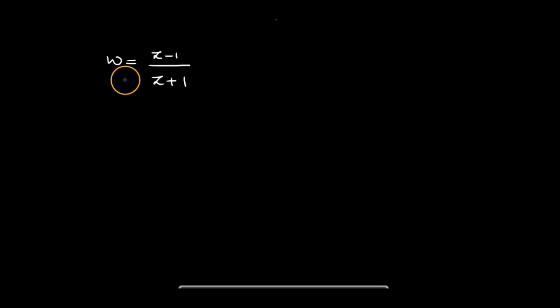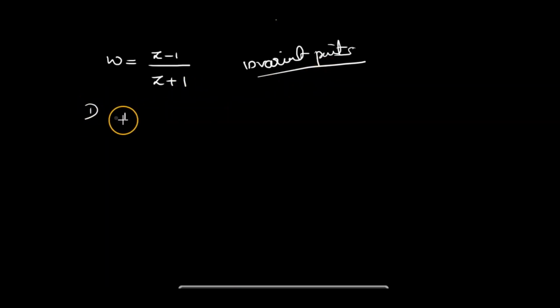So given W is equal to Z minus 1 divided by Z plus 1, we need to find invariant points. In order to solve this problem, we need two concepts. First one is bilinear transformation. So what is bilinear transformation?